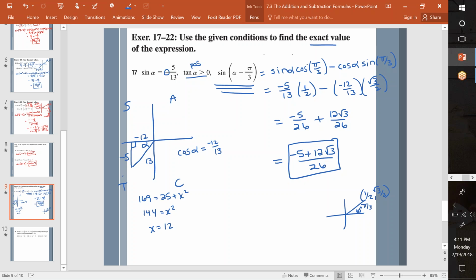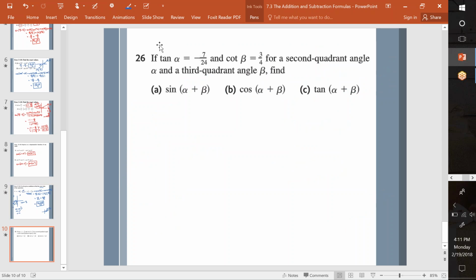Okay, let's look at our last one. So it says if tangent alpha is negative 7 over 24, and again, there's a negative sign there, and cotangent of beta is 3 over 4 for a second quadrant angle. So they're already telling you that alpha is in the second quadrant and a third quadrant angle, beta. They want us to find all three of the formulas.